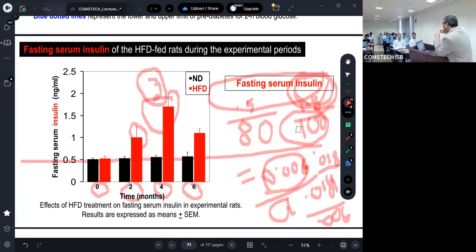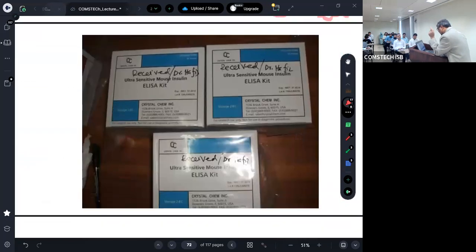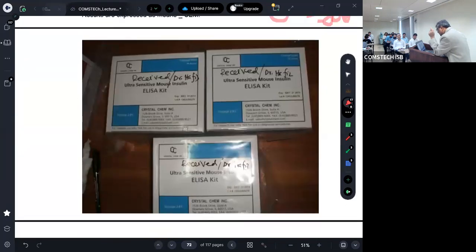Before this, there may be some cross contamination. Normally it has specificity, is it 100% or not? Many companies make insulin kits, but the standards are different. Just one point, it should be 100% specific to the rat. In our case, we use the Crystal Chem kit. We found it excellent. Sometimes we use the kit from China.